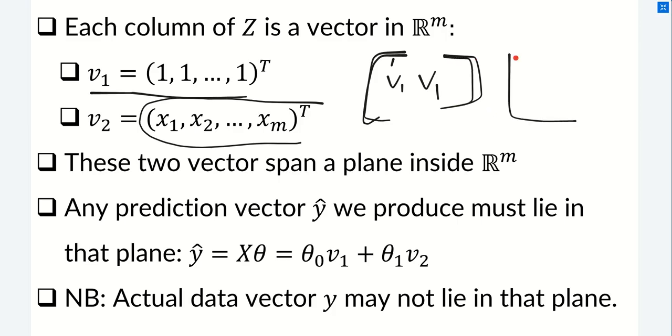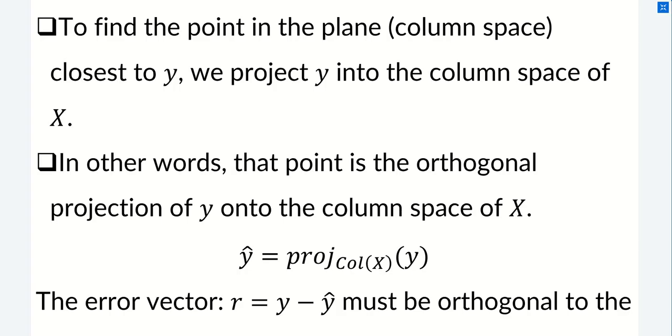Any prediction vector that we produce must lie in the plane. Any prediction that we do must be inside the plane. But the actual data vector may not lie in that plane. So what we do then is we have to do projection.